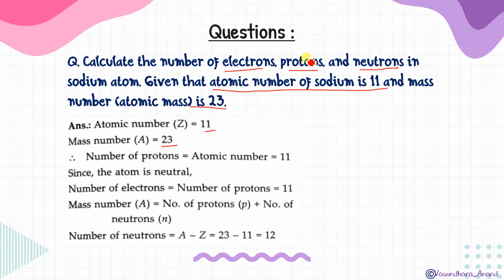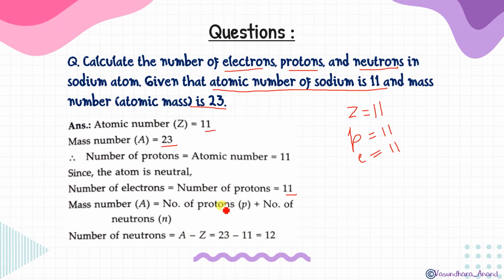We know that Z is always equal to the number of protons. So the number of protons will be 11. And since it is not a sodium cation or sodium anion, it is a neutral atom, so the number of electrons is also the same, 11. Now what next do you have to find? You have to find the neutrons.